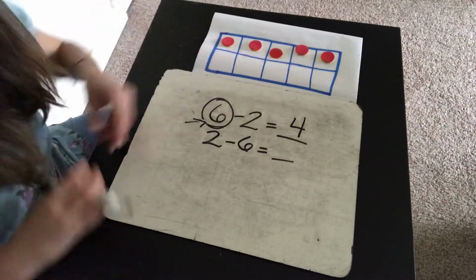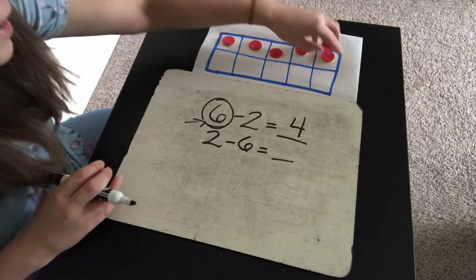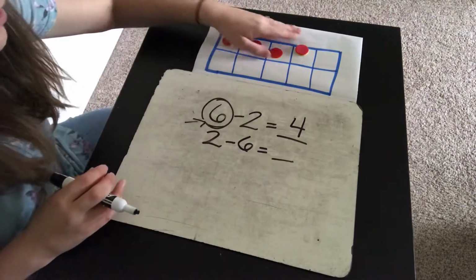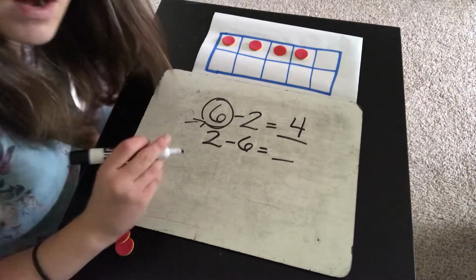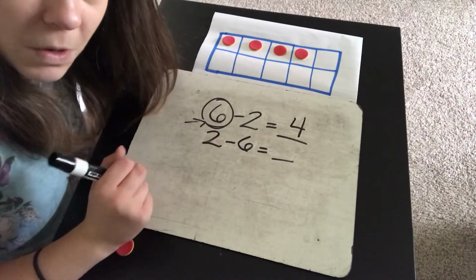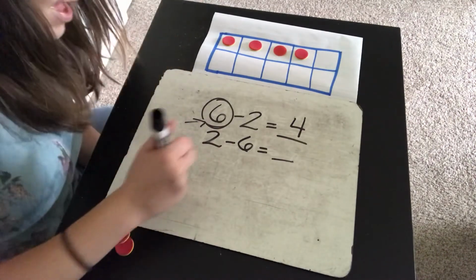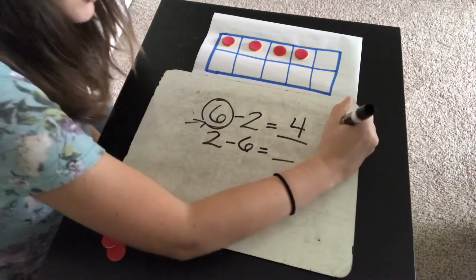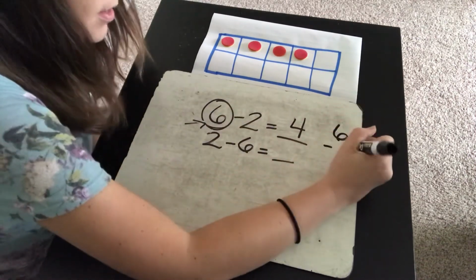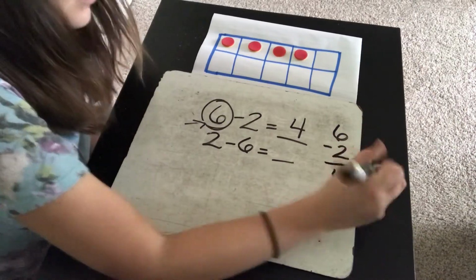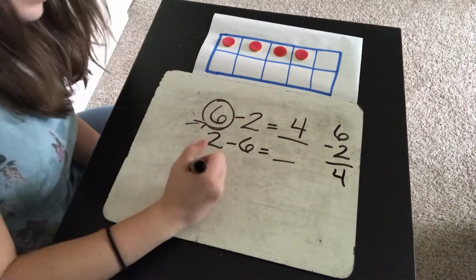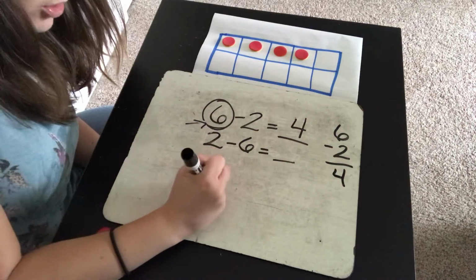And then, as I take some away, I get a smaller number, which would be 4. So the commutative property only works when we add. I can still write this subtraction problem in different ways, like I could write it vertically, like this, or I could write it to where the difference is first.